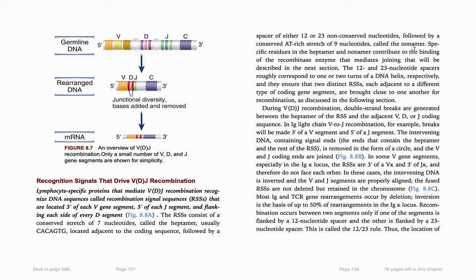called the nonamer. Specific residues in the heptamer and the nonamer contribute to the binding of the recombinase enzyme that mediates joining, which will be described later in the next section. The 12 and 23 nucleotide spacers roughly correspond to one or two turns of the DNA helix respectively, and they ensure that the two distinct RSSs, each adjacent to different types of coding gene segments, are brought close to one another for recombination, as discussed in the following section.